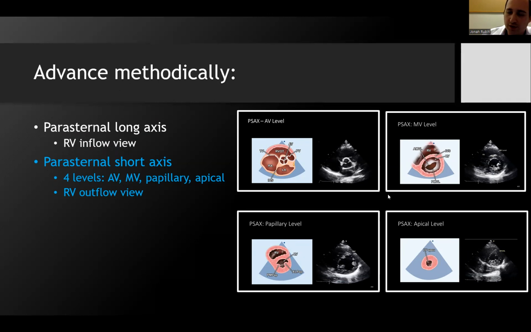And a modification of this view, also not shown in these simplified images, is the RV outflow view, where if you didn't get a really good view of the pulmonic valve and the RVOT in the parasternal short axis at the aortic valve level, with a simple modification and adjustment, you can really open that up, and you can actually see the right and left main pulmonary arteries. Sometimes you can even see a clot that's sitting there in a patient with a massive PE.